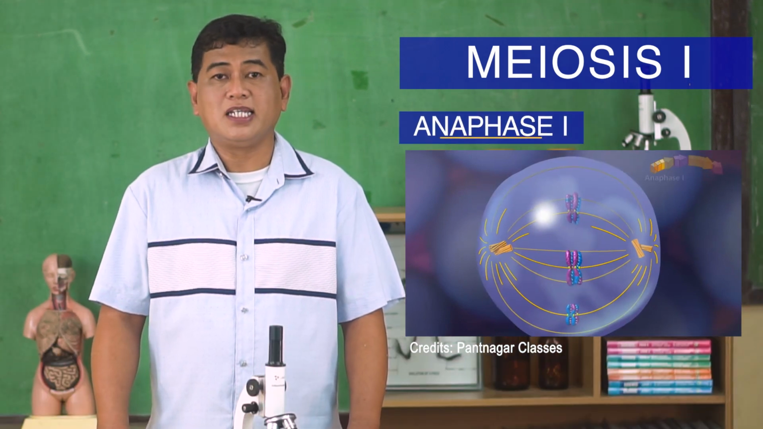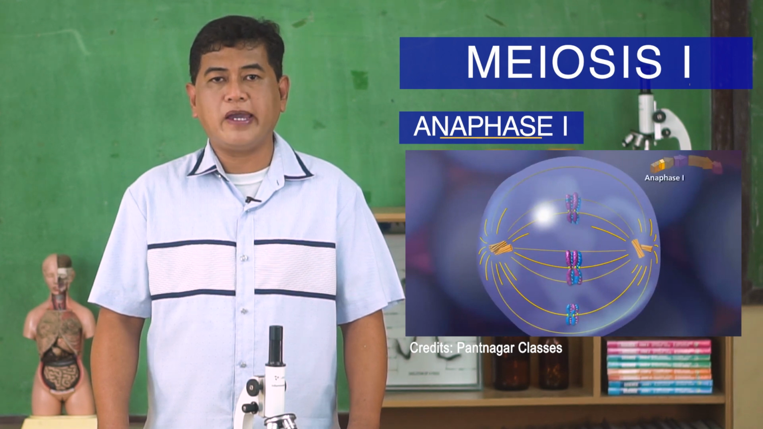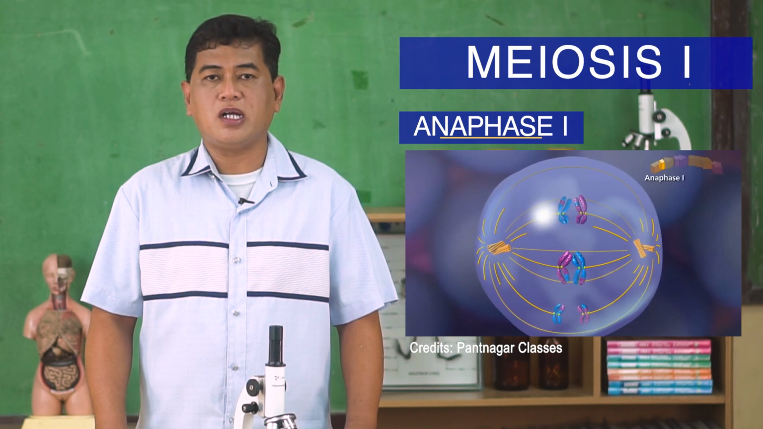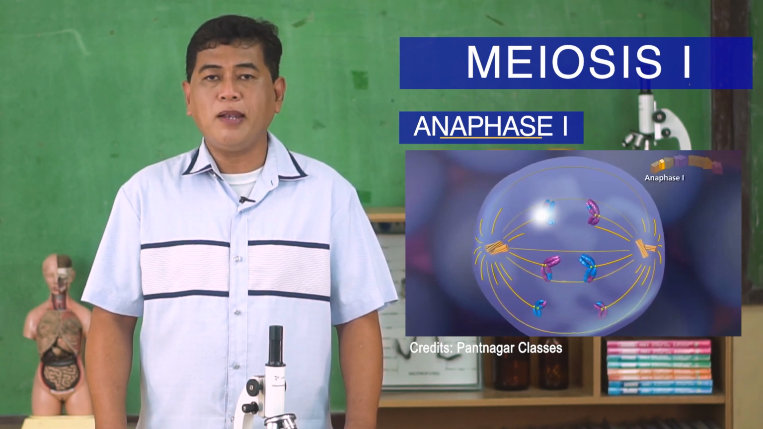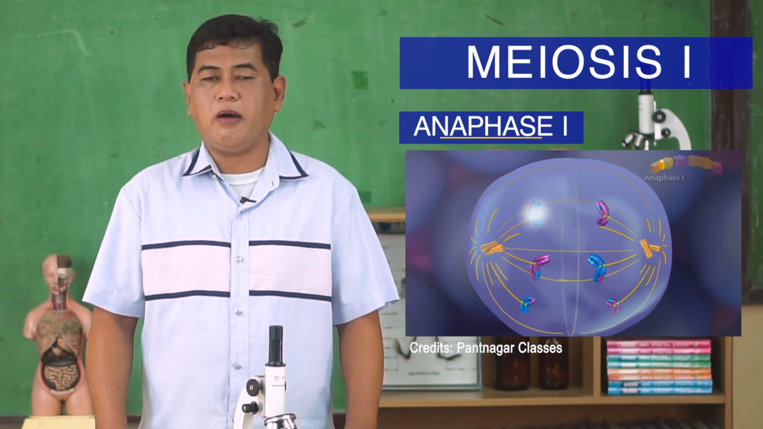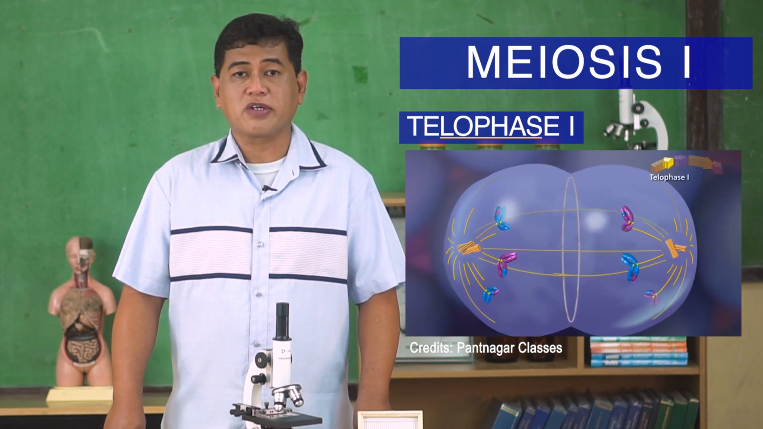Anaphase 1, spindle fibers shorten and chromosomes of each homologous pair start to separate from each other. One chromosome of each pair moves toward one pole of the cell, and the other chromosome moves toward the opposite pole.